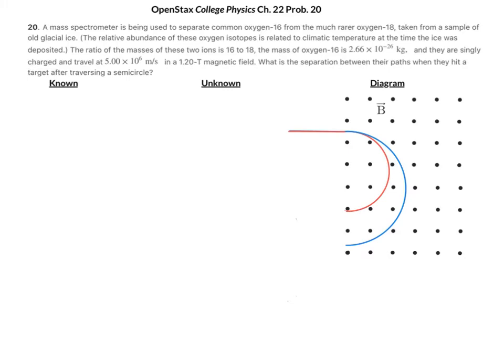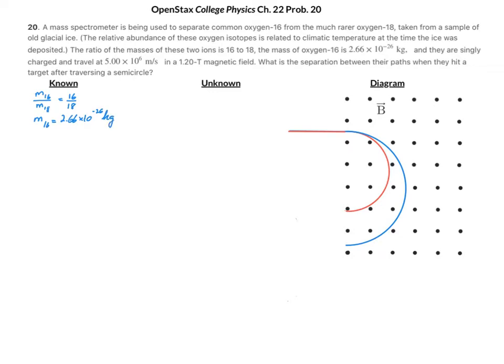So let's write down the things that we know. We know that the ratio of the mass of oxygen-16 divided by oxygen-18 is 16 divided by 18. And we know that the mass of oxygen-16 is 2.66 times 10 to the negative 26 kilograms.